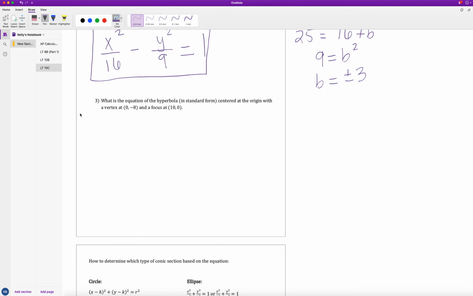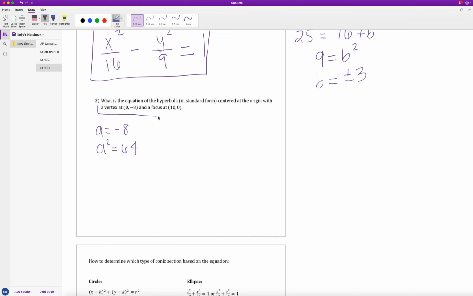Okay, here's our last example dealing with just hyperbolas. It says, what is the equation of the hyperbola in standard form, centered at the origin with a vertex at (0, -8) and a focus at (10, 0)? Well, right off the bat, we know that our vertex is our a value, so that tells me that a squared is going to be equal to 64.